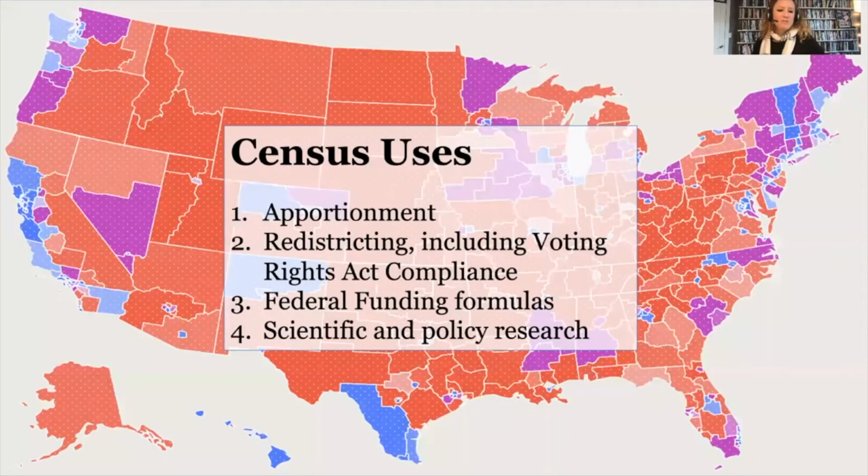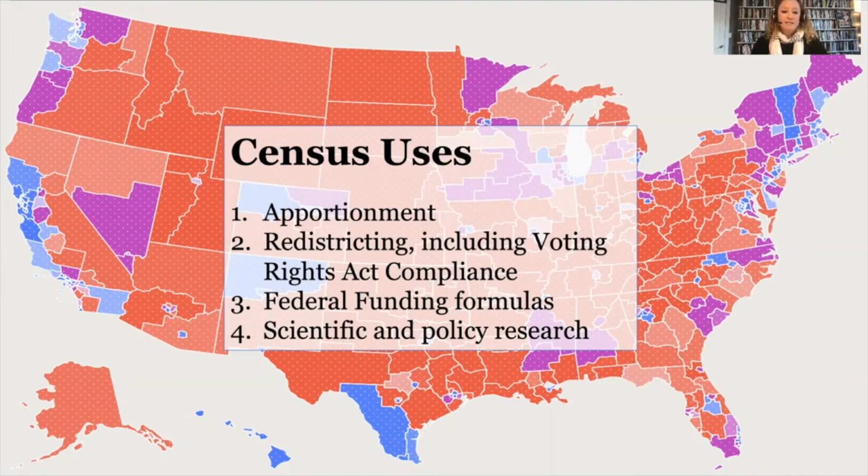Now, if the Trump administration's investment in this category appears confusing, it might be helpful to know a little bit about where data are used. In the US, census data have 4 clear purposes. The first is apportionment, which is the population count as the basis upon which states are apportioned the representatives in the House.